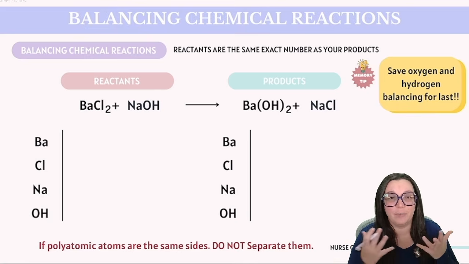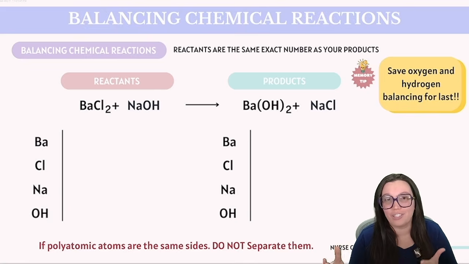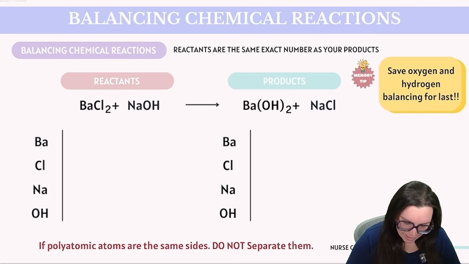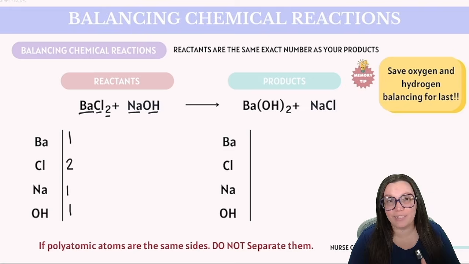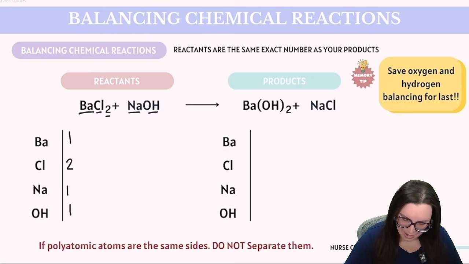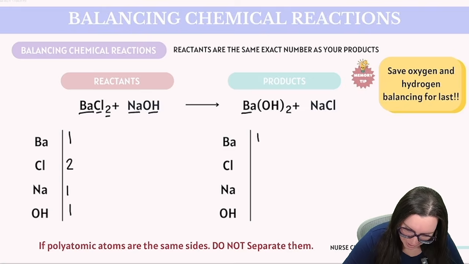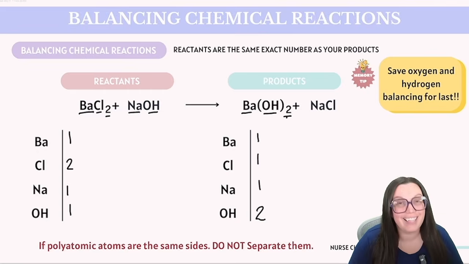Now let's examine the reactants to determine the quantity of each element. If we take a look, we see that we have one Ba element, we have two Cl elements, as the subscript of 2 is letting us know, we have one Na element, and we have one OH element. We want to do the same thing with the product side. Over here we have one Ba element, we have two OH elements because we can see a subscript of 2, and we have one Na element and one Cl element.